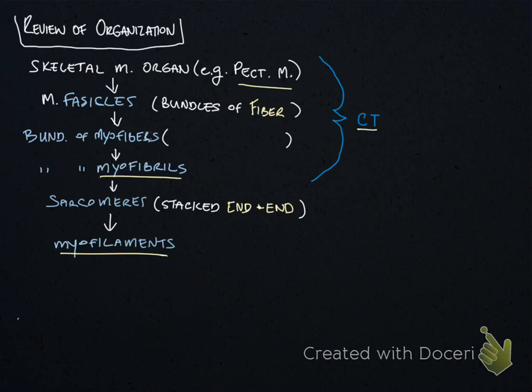And don't forget to write down or to memorize the different connective tissues. So remember, you have 3 of these, and remember where they're at.